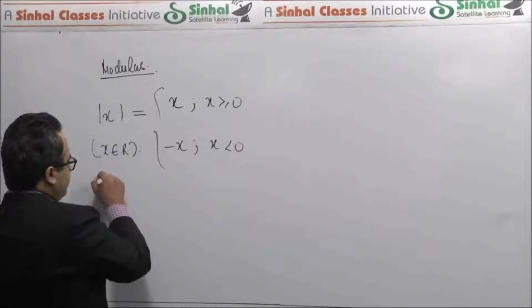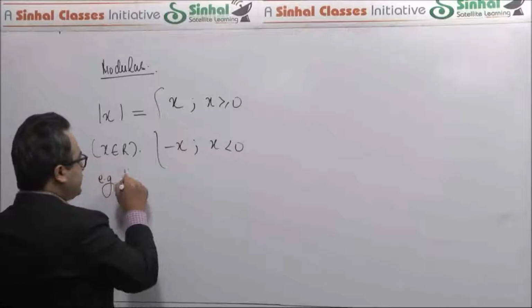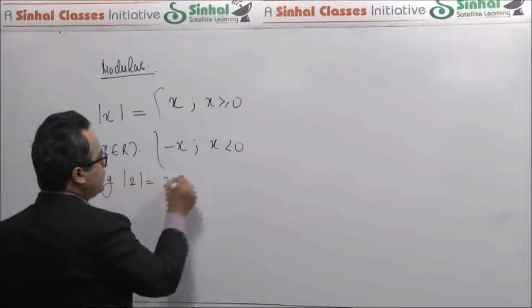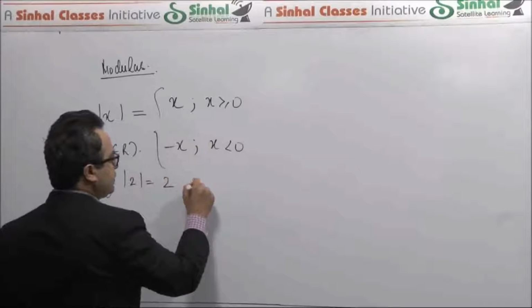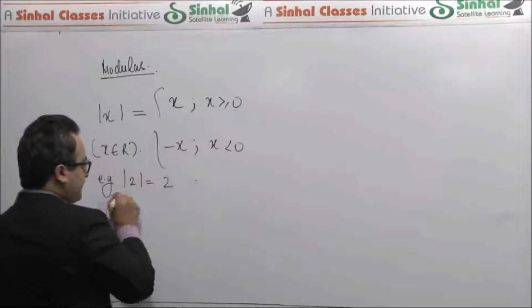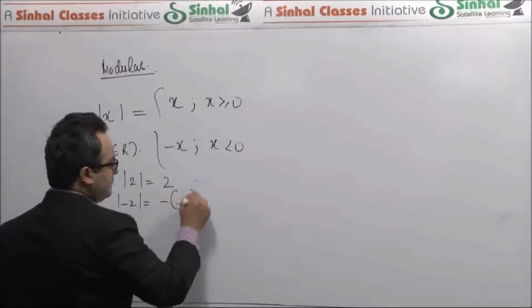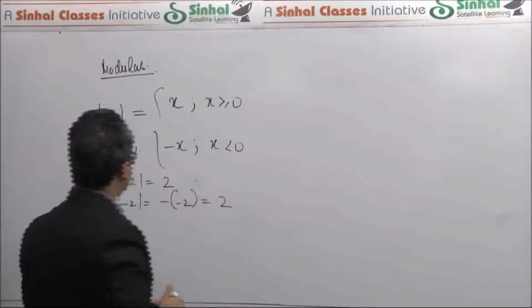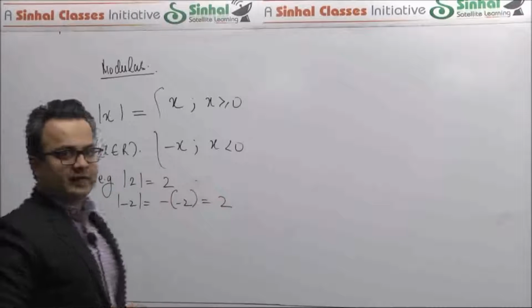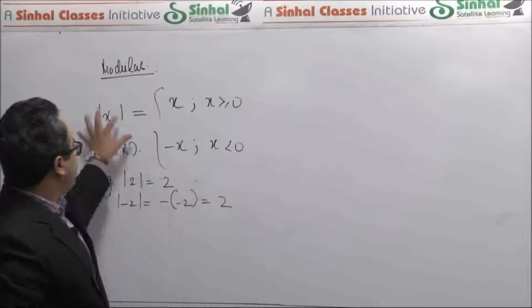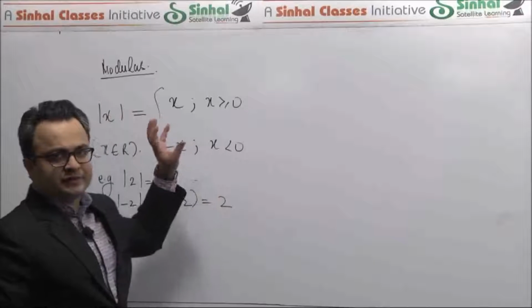So taking the 2 example, mod of 2 of course will be 2. We'll be using this definition since 2 is positive. And when you're talking about mod of minus 2, since minus 2 itself is negative, I'll have to multiply it by a negative sign. Right? So this basic way of splitting the modulus now becomes important.